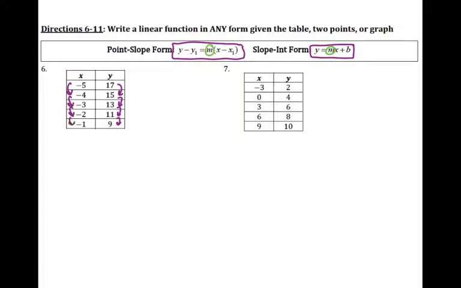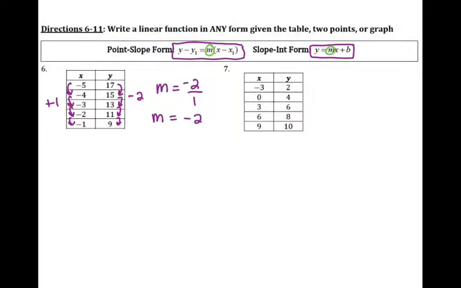So let's see what's happening to my y's. I'm going from 17 to 15 to 13, etc. So I'm subtracting 2 each time. For my x's, -5 to -4 to -3, I am adding 1 each time. So if I look at my slope, rise over run, -2 over 1, which is just -2.